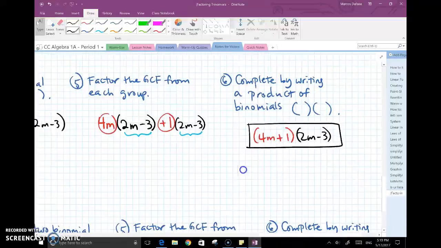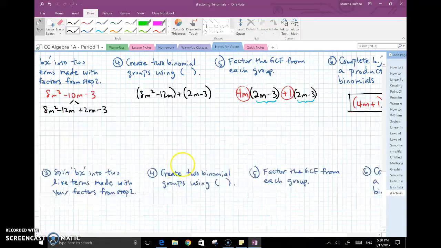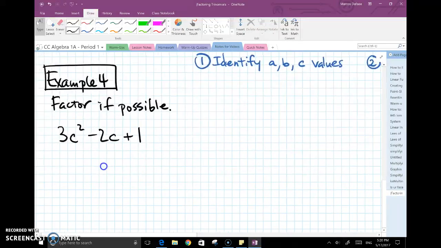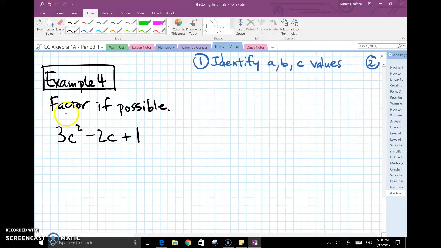Okay. Let's take a look at example 4, and see if we can work through this one. Now, it says factor if possible. Now, whenever it says if possible, be prepared for the likelihood that it'll either be possible or there's a chance that it won't. And if it's not, then you need to indicate that it cannot be factored. Let's see what happens here.